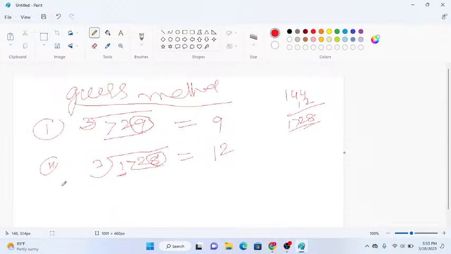One more example, see. In this way we have solved every type of cube question, by the factor method and the guess method. In the next class we will again discuss this.